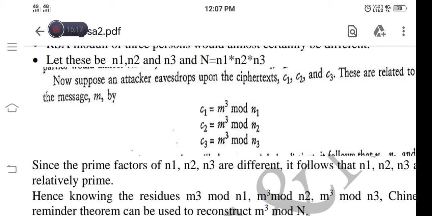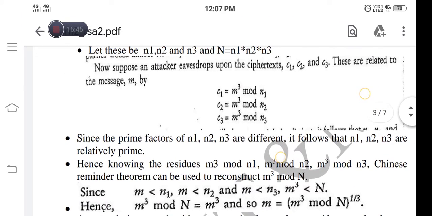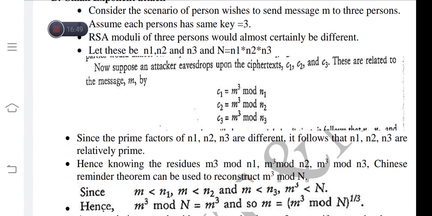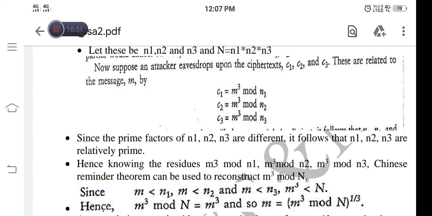So we have established the relationship here between the ciphertext, the message and the modulus. Message M is common here. Only N1, N2, N3 are different. Now, according to the Chinese remainder theorem, the modulus values N1, N2 and N3 must be co-prime to each other. They should be relatively prime numbers. Otherwise, it is not possible to establish the relationship like this.